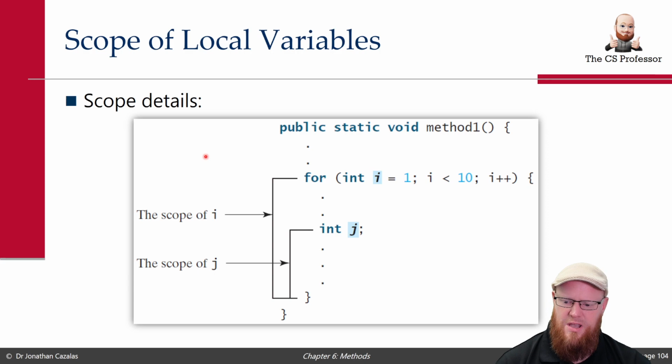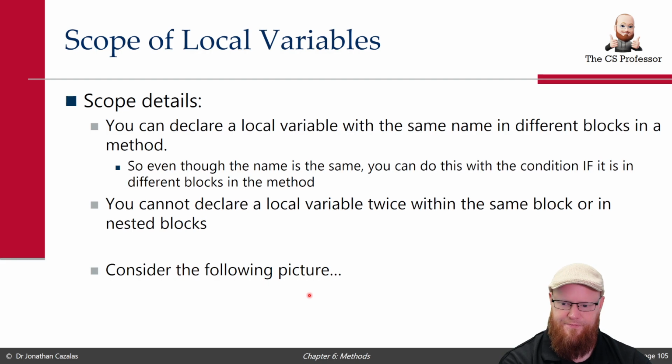So we'll end with just some examples here. Here we have void method1. The scope of i is for the entirety of this for loop. So it starts right here on this curly bracket, and the scope of i ends with this curly bracket. The scope of j is from where it was declared all the way until the end of the block that it was declared inside, which is also this curly bracket.